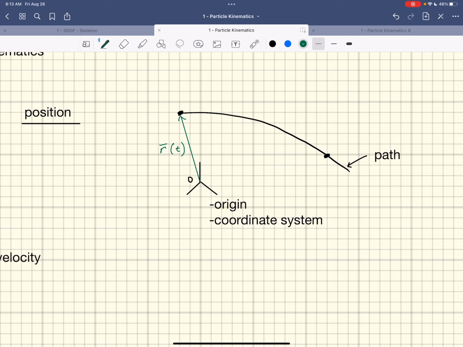So r stands for position in the book. That's a vector. It's from the origin, and it points to the particle. And then after a certain amount of time, that particle has changed location, and that position would be r of t plus delta t. A short time later, delta t has passed. It's moved along that path, and then there's a vector that goes between the two. That vector is called delta r.